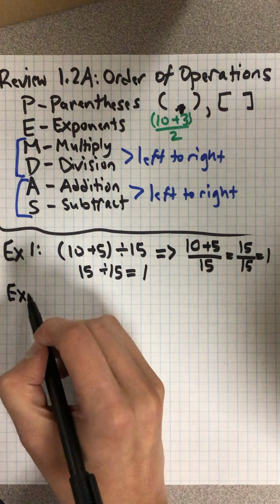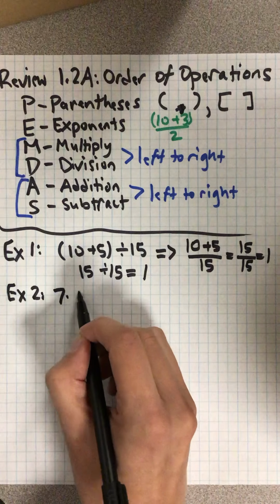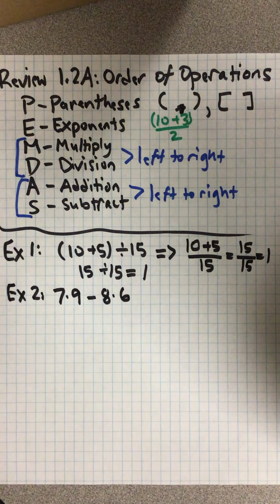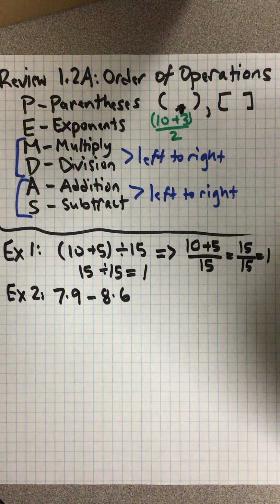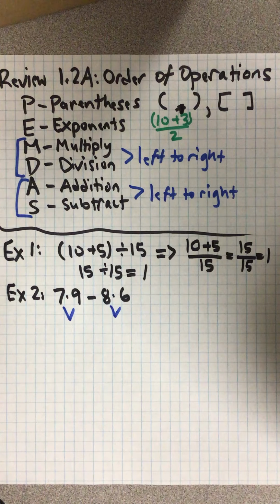But let's move on to another example, example 2. On this one, what we have is 7 times 9 minus 8 times 6. So you might need to crack out the old multiplication table if you're not sure what these end up being. But if we go back to our order of operations at the top, parentheses, exponents, multiplication, and division, and then addition and subtraction, you clearly see that addition and subtraction comes after multiplication. So we need to multiply first. So we got to figure out what 7 times 9 is and what 8 times 6 is.